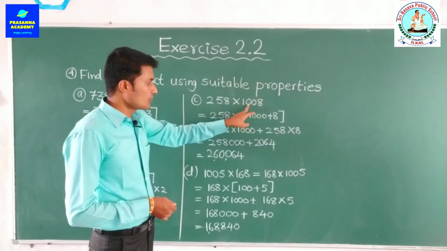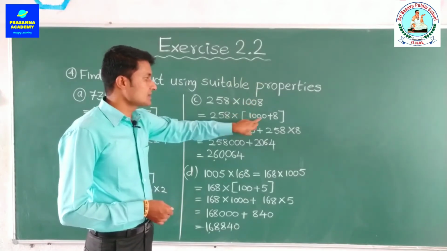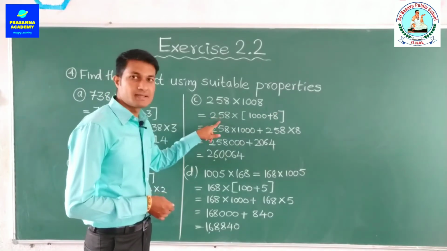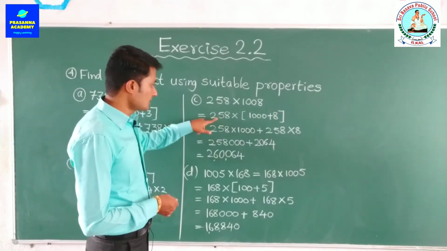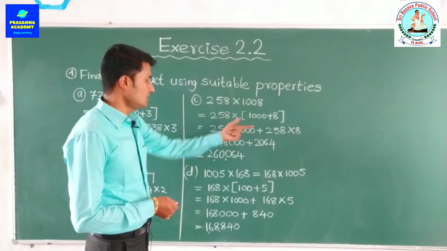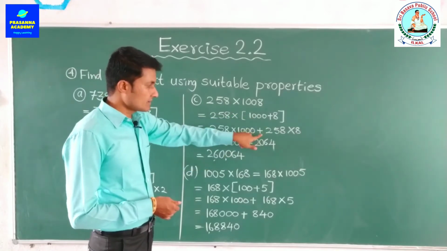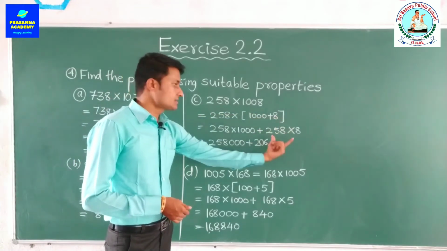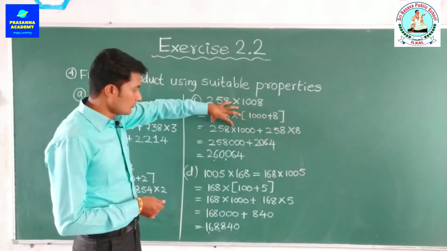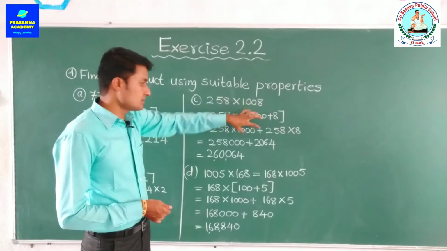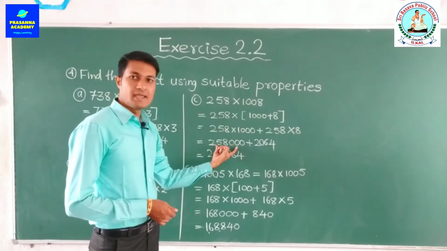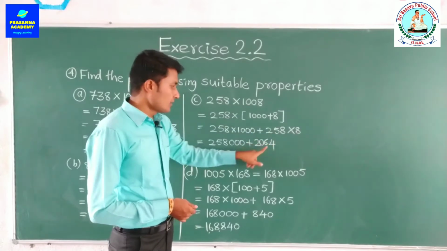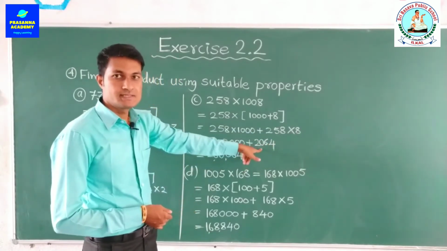So I am going to break this 1008 as 1000 plus 8 and keep it inside the bracket. And now I can apply the distributive property over here. So 258 times 1000 right here, then the addition sign, then 258 multiplied by 8, that also you have to write here. When you multiply 258 and 1000, your product is 2,58,000, and when you multiply 258 and 8, your product is 2064.